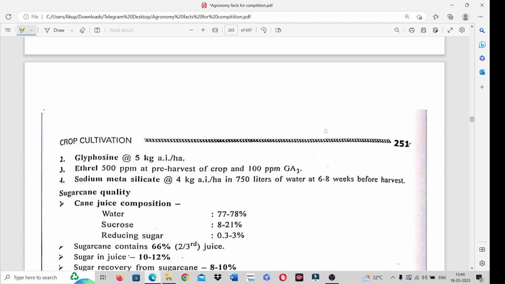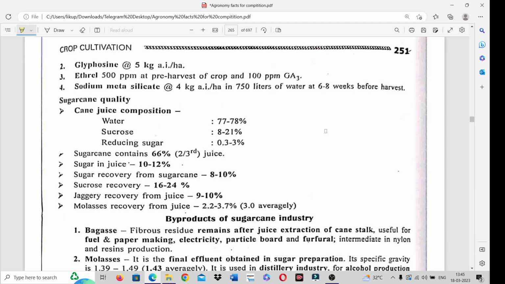Sugarcane quality, cane juice composition: water is 77 to 78%, sucrose is 8 to 21%, reducing sugar is 0.3 to 3%. Sugarcane contains 66% juice, that is two-thirds is juice. Sugar in juice is 10 to 12%. Sugar recovery for sugarcane is 8 to 10%. This value is very important.